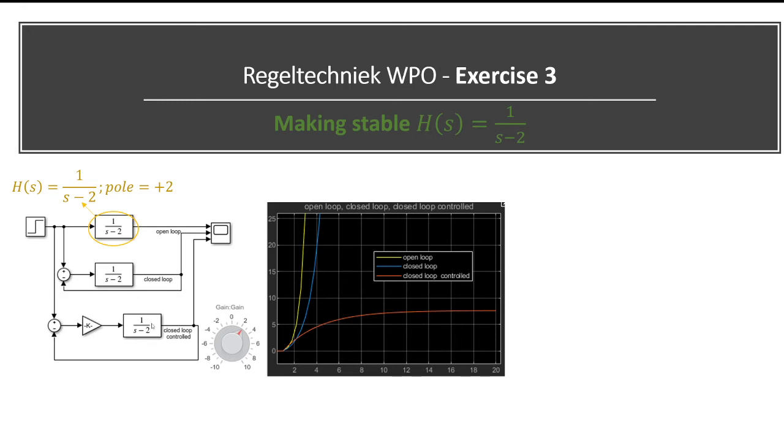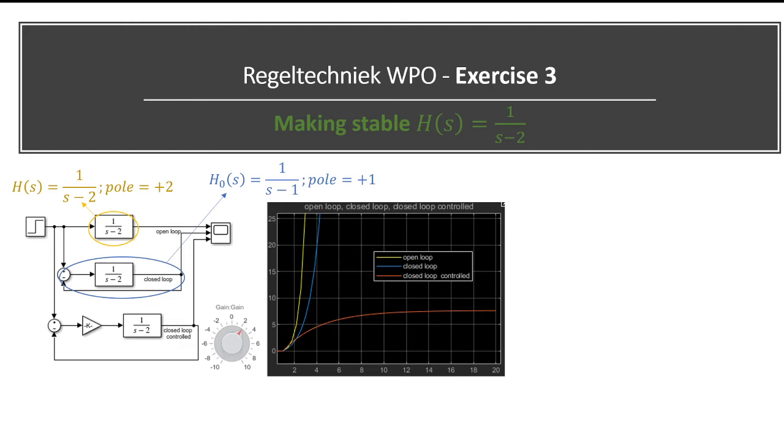Then the idea is that here we can use a simple P controller to make this system stable. So in Simulink I use a gadget knob and I can tune this parameter, and as you can see that at this point here, 2 plus something, the system becomes stable.